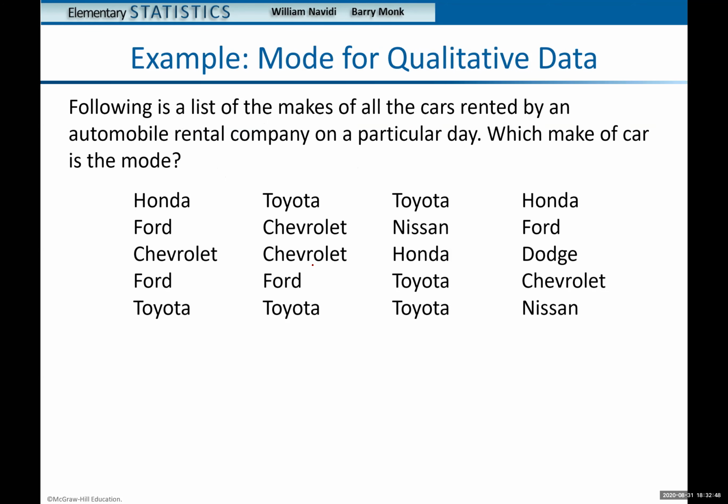So just like an example here, the following is a list of makes of all the cars rented by an automobile rental company on a particular day. Which make of car is the mode? So how many different cars do we see here?